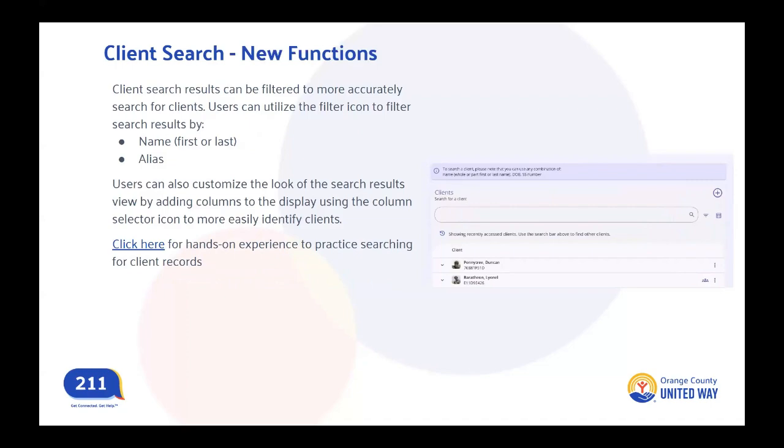Search screen new functions. Client search results can be filtered to more accurately search for clients. Users can utilize the filter icon to filter search results by name, either first name or last name, or by alias. Users can also customize the look of the search results by adding columns to the display using the column selector icon to easily identify more clients. And we've also included a link here for users to gain a more hands-on experience to practice searching for client records.